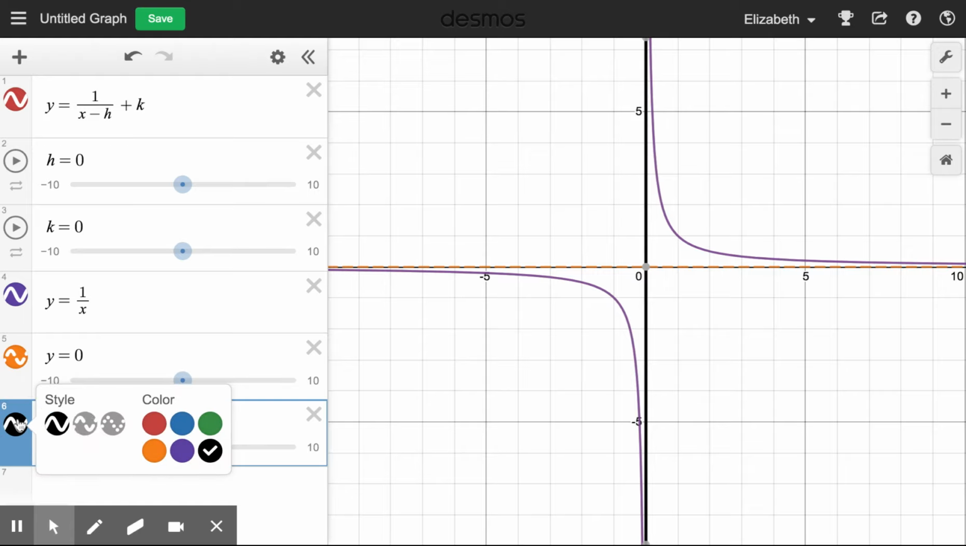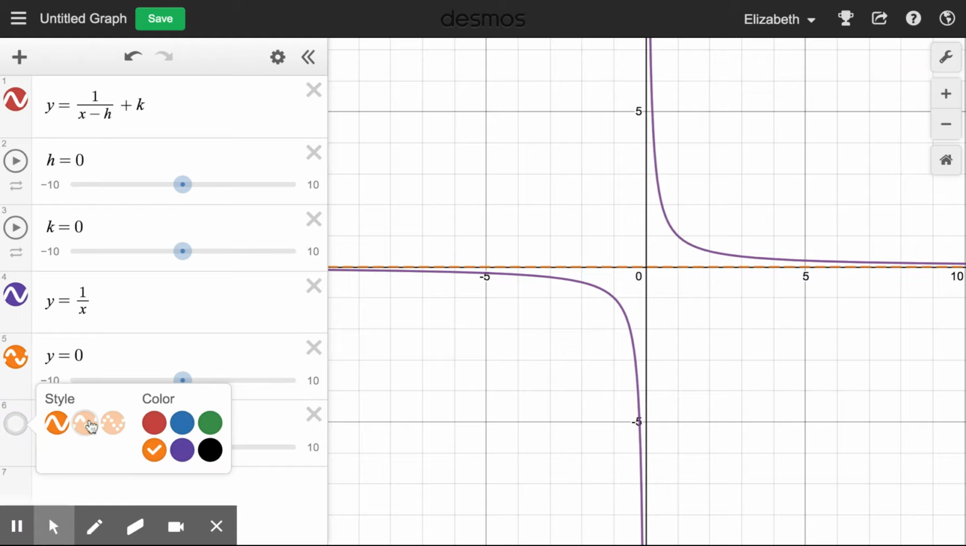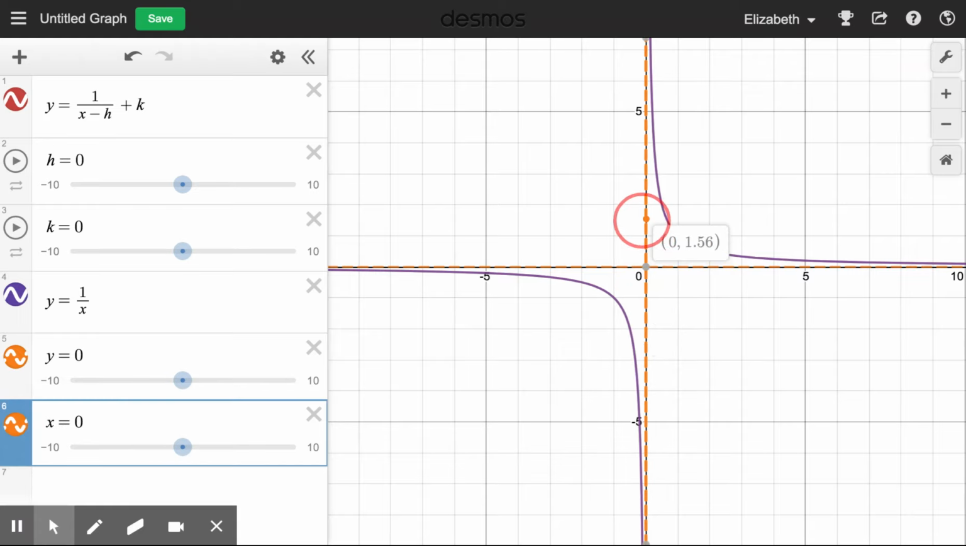The vertical asymptote is the equation x equals 0. And similarly to the x-axis, everywhere we go on the y-axis, the x value is 0. And that's why the equation is x equals 0. Now we're going to look at what happens if we change the parameters h and k in the function. How does it transform from the original, the parent function, the purple, to be a new graph?